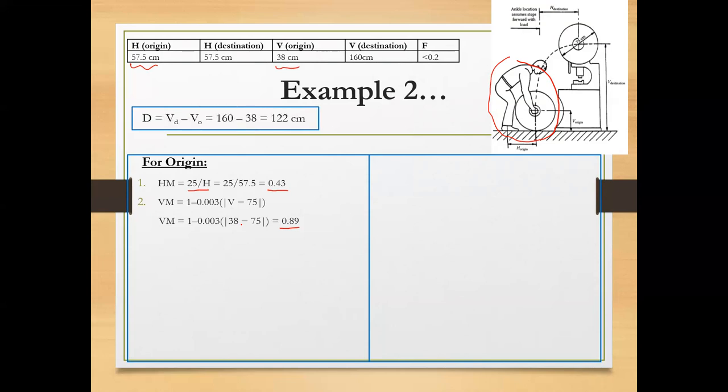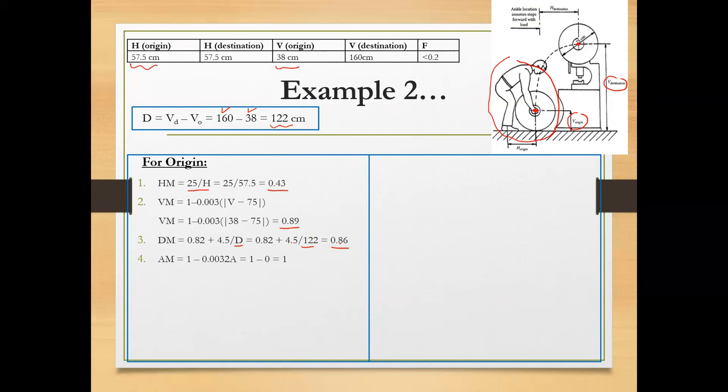Now we need to find D. D is equal to the vertical height at the destination minus the vertical height at origin, so that is 160 minus 38, which is 122. So it is the difference of the vertical distance from the center of the load at the origin to the center of the load at the destination. We need this D to find the distance multiplier. The formula is 0.82 plus 4.5 over D. So D is 122, and the distance multiplier turns out to be 0.86. Angle of asymmetry is 0 degrees.